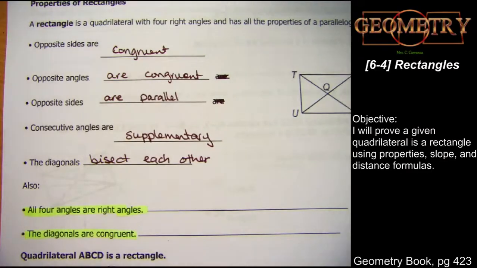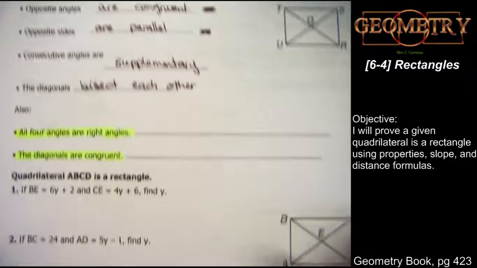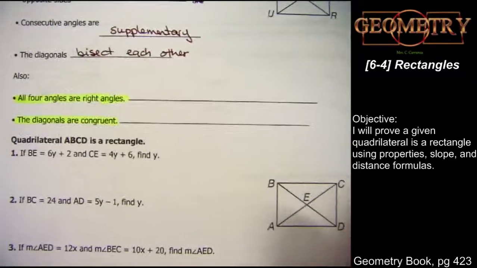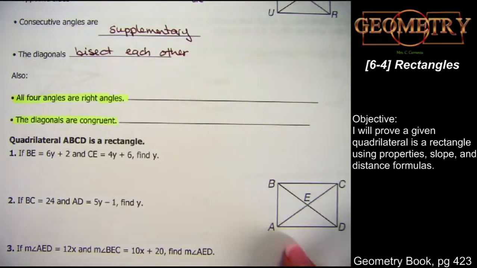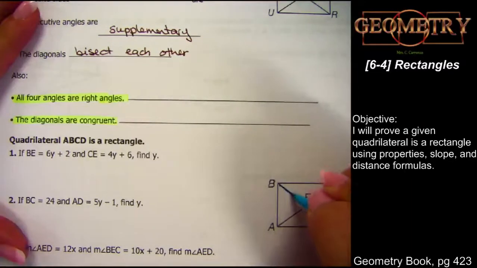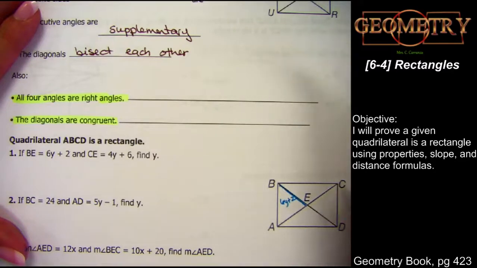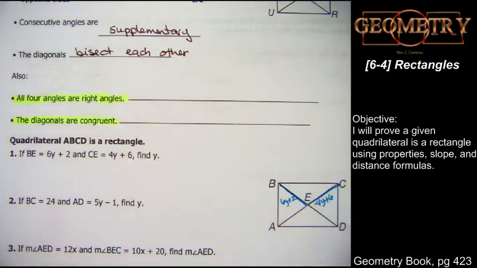Here we go, getting ready to set those up for you. All right, we've got a quadrilateral, ABCD, and we're told it is a rectangle, which means all of the stuff from above totally applies to this thing. We're told that BE is 6y plus 2, and CE is 4y plus 6. Find the value of y.